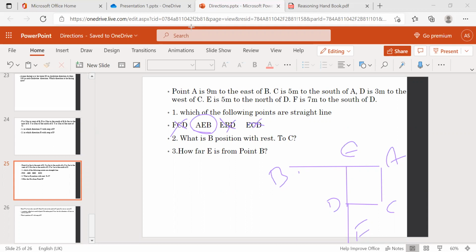Okay, and how far is E from the point B? So totally 9, right? Totally 9, and this is nothing but 3. Here 3, here 3, here 3. So it is 6. How far is E from point B? 6 meters. Hope you are clear.